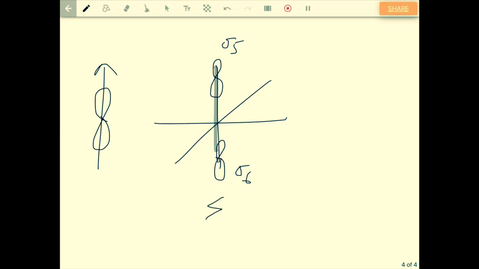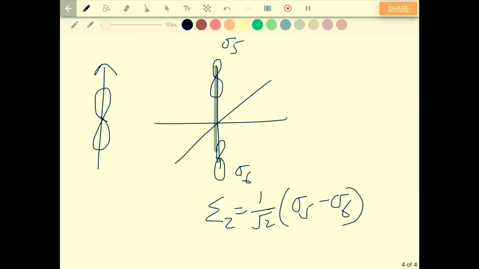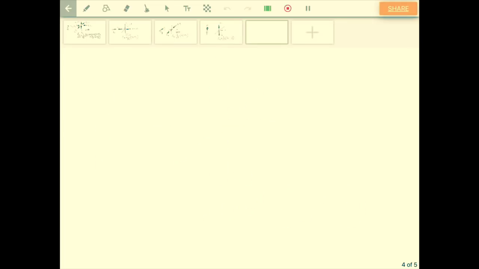So the normalized wave function is sigma z and it equals 1 upon root 2 times sigma 5 minus sigma 6, because it can be represented as this. So this is this one. This will combine with this in antibonding as well as bonding fashion. And then these are the four ligand group orbitals.